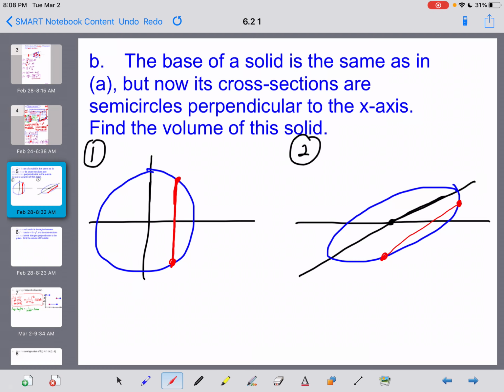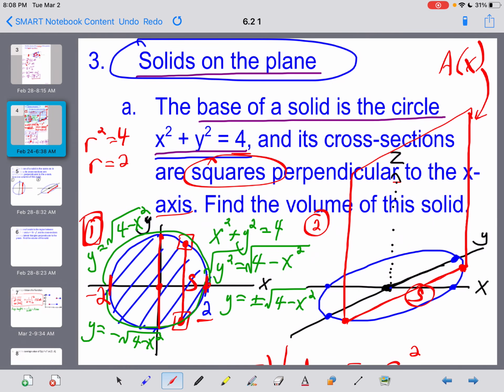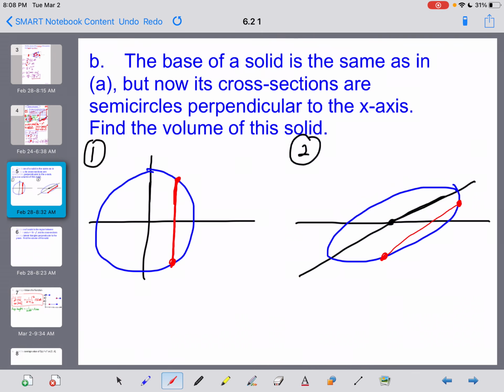Now, the only thing that's different is that in the previous example, I called that piece S. And the reason I called it S was because that was the side of a square. But in this problem, we're creating something different. As I read in the second line of this problem, the cross-sections are semicircles. So instead of this red segment being the base of a square, now it's going to be a semicircle that kind of sticks up in the air and looks like this.